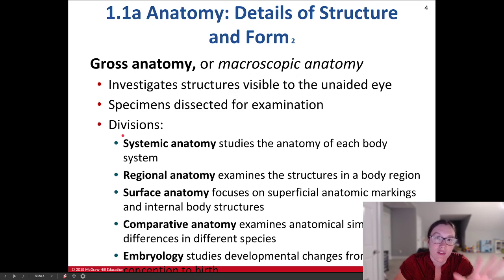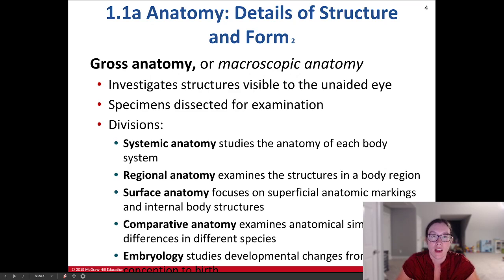So there are a couple of different divisions of gross anatomy. Systemic anatomy is the study of anatomy that looks at each different body system one at a time. And that's what this class is going to be divided into. We're dividing our study of anatomy into different body systems. And we'll get into all the different systems at the end of this PowerPoint.